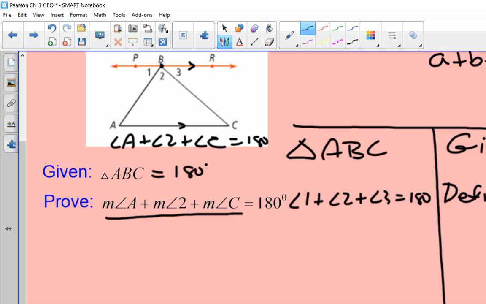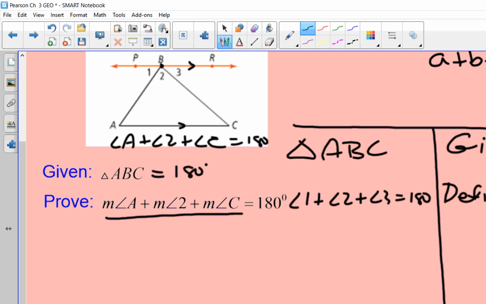Okay. I know that if I've got a straight line that's cut up into a bunch of angles, I can add them all together. It equals 180 degrees, okay? All right, so there's a start. What else can I say or do or see here, okay?